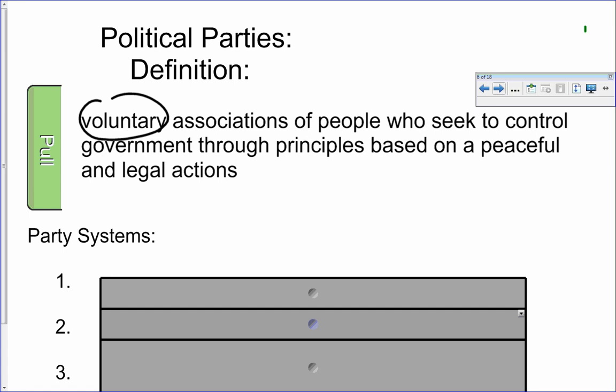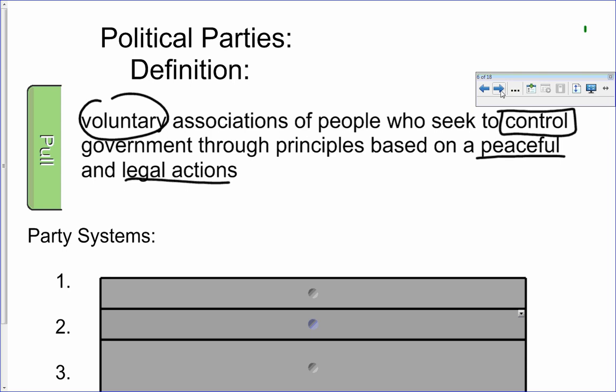They're voluntary. You don't have to join a political party. You make that choice consciously. If you don't ever want to be one, you're an independent, and that's totally fine. The most important keyword there is control government. If you're a political party, you want to be in control of the government, so you're able to enact policies that benefit you. And this usually happens with peaceful and legal actions, not like the revolutions you may have studied in your world or U.S. classes.